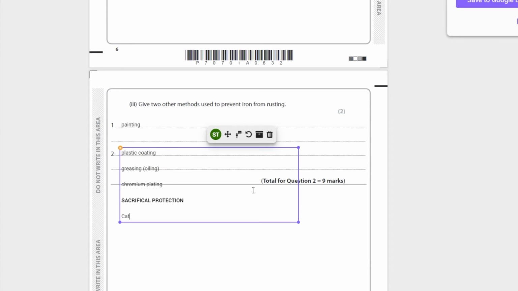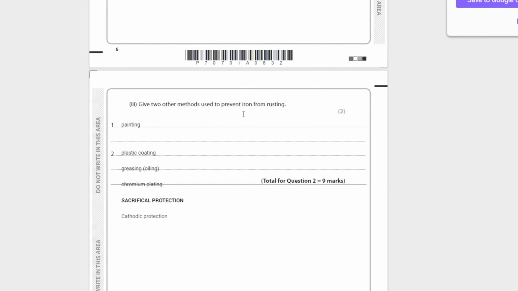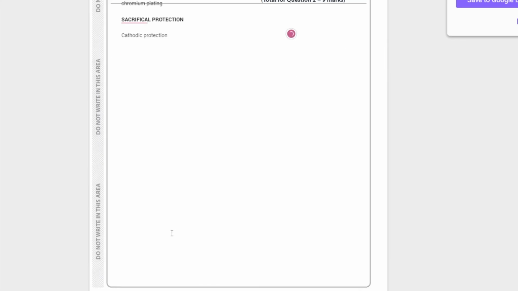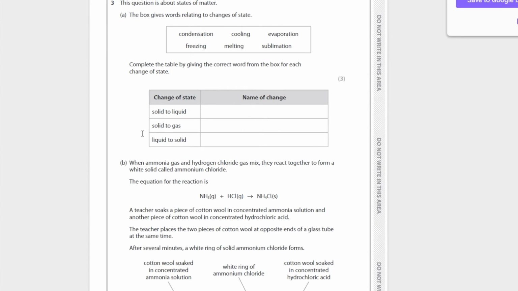And we have one more, which is cathodic protection. And there we go. So these are a plethora of options for you to choose for methods of preventing iron from rusting that are not galvanization or painting. But yeah, I generally recommend saying sacrificial protection.